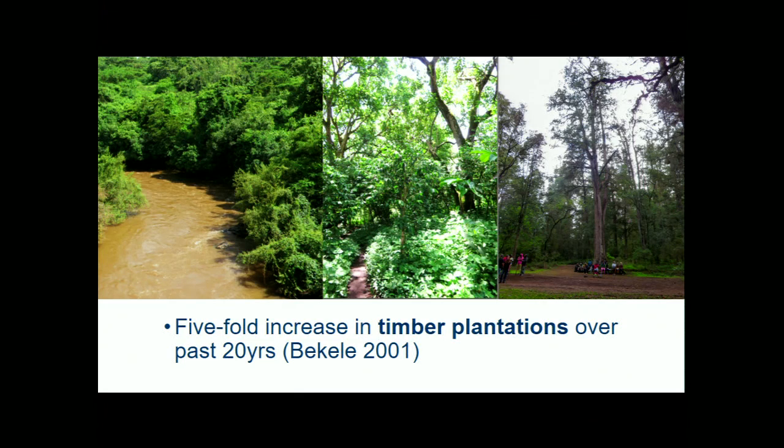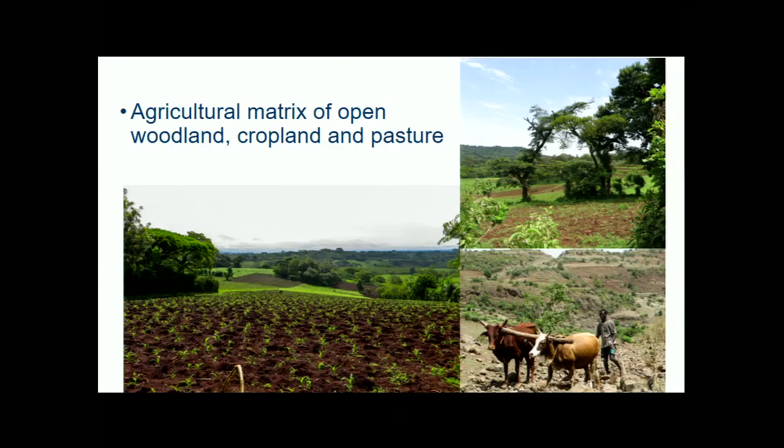So a fivefold increase in the past 20 years. And these timber plantations are essentially monocultures, primarily eucalyptus. They're just dominated by one tree species. You've lost the natural forest canopy. So we're interested in the differences between those traditional agroforestry systems and a more intensive forest monoculture.